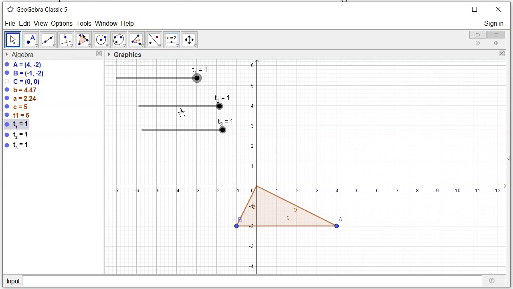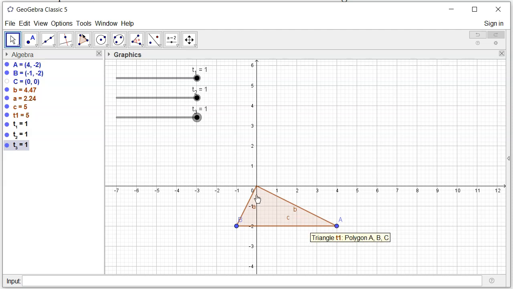I'm going to move these so that it's nice and neat. So here's T1, here is T2, and then here's T3. Looks good. Now I'm going to try to slide this angle over here. So what I'm going to do is translate.